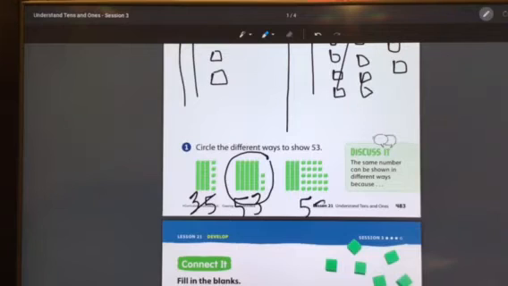So this shows 53. Even though you have 3 tens and 23 ones, you still have 53. This is just a different way to show the number 53. So you're going to circle that also.